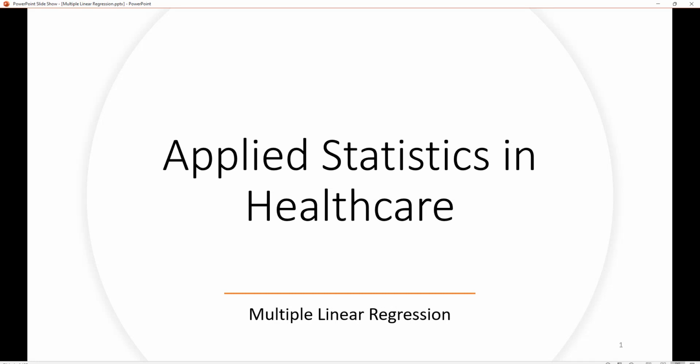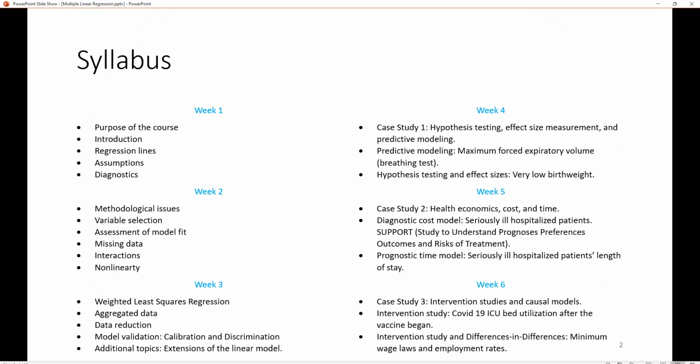Hi everyone, this is the second session of Applied Statistics in Healthcare, the multiple linear regression course. And in week 2, we are going to look at methodological issues, variable selection, the assessment of the model fit, missing data, interactions, and non-linearity. These are things that can be issues or things that we want to improve on to give ourselves better results in our multiple linear regression.